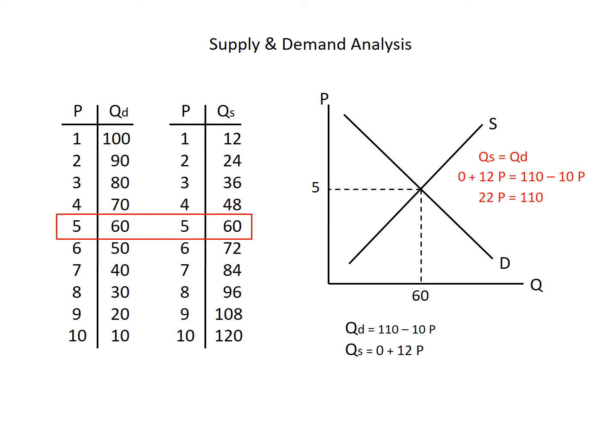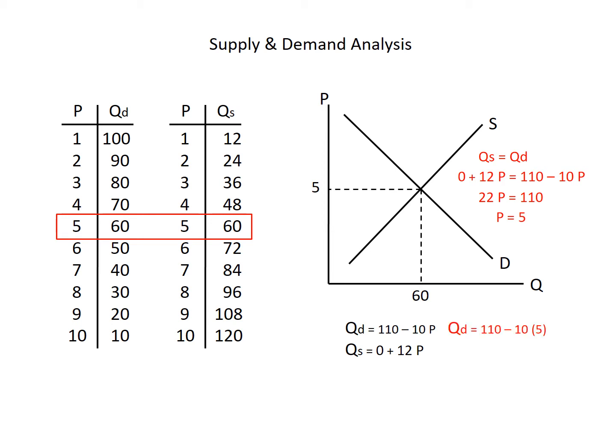After we gather our terms, we can see that 22p is equal to 110, and therefore p will equal $5. But what will the equilibrium quantity exchanged be?